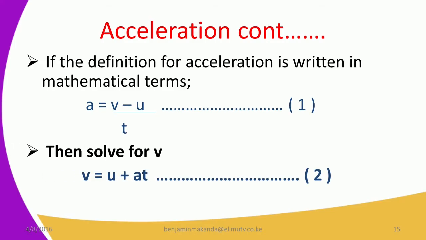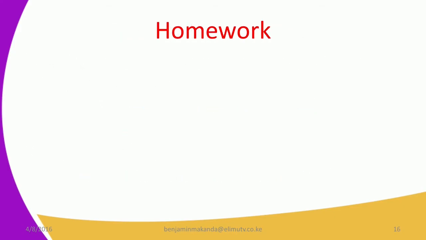Then solve for v. We make v the subject of the formula. So v equals u plus at, where v is the final velocity, u is our initial velocity, plus the product of acceleration a and time. This becomes the final equation that explains what acceleration is. And from our explanation, this will be our first equation of linear motion.